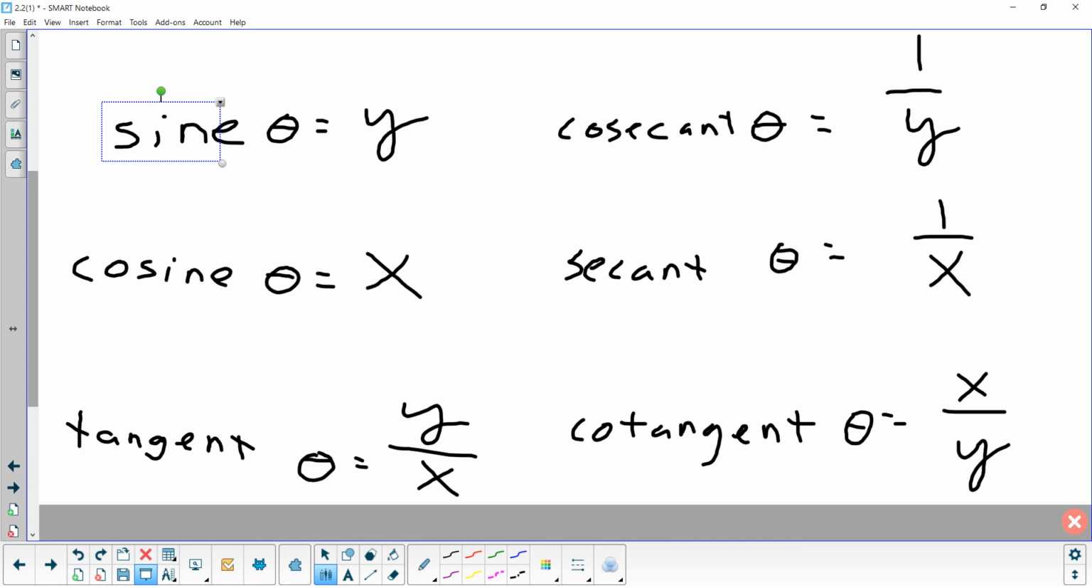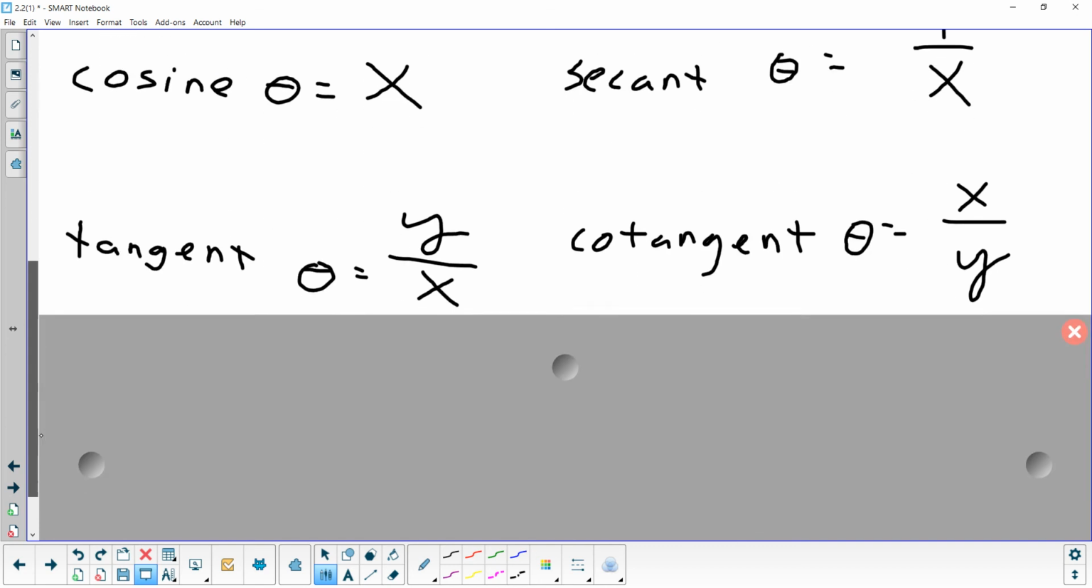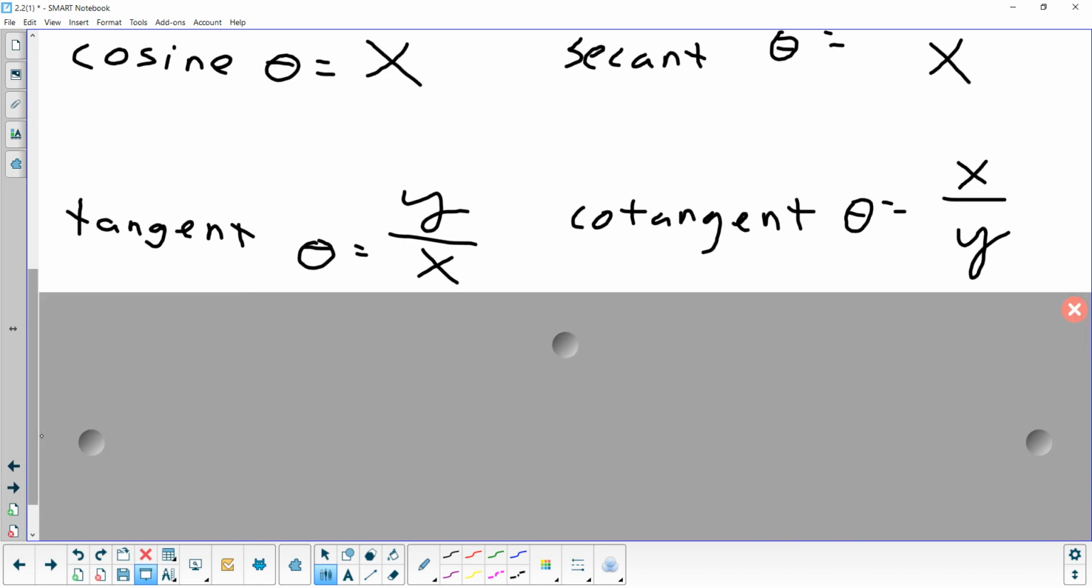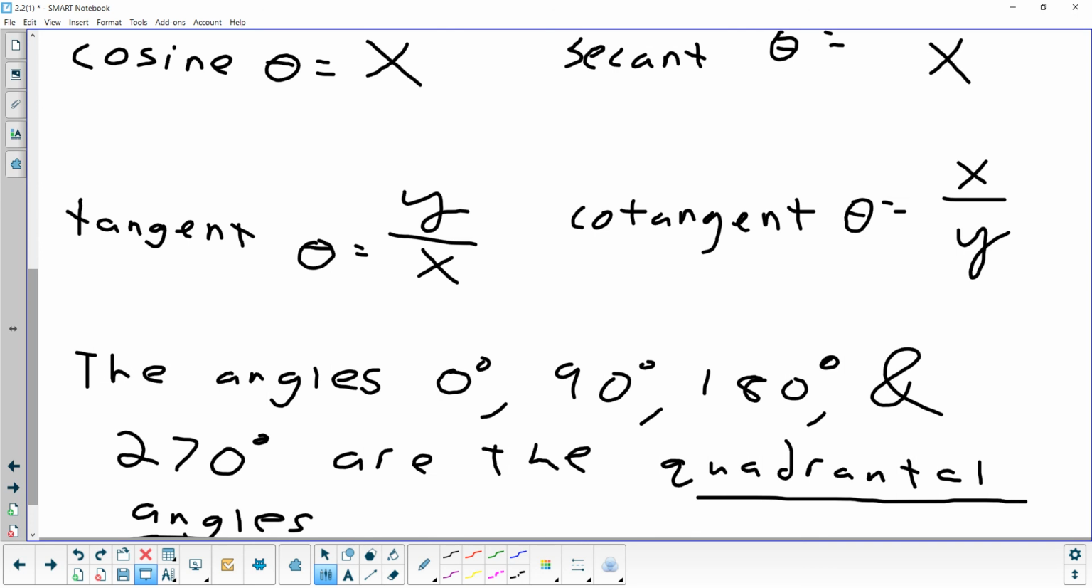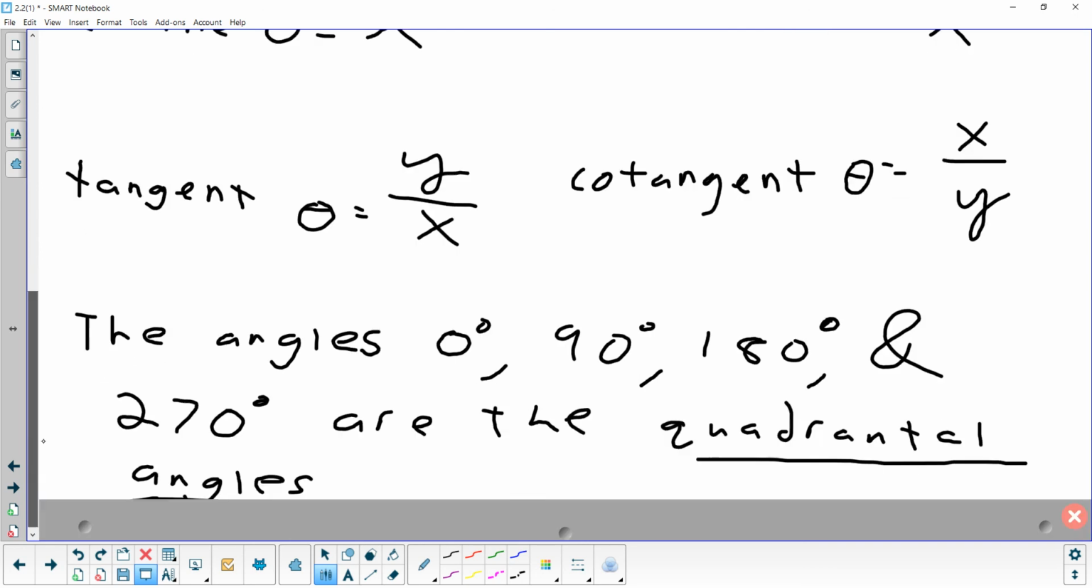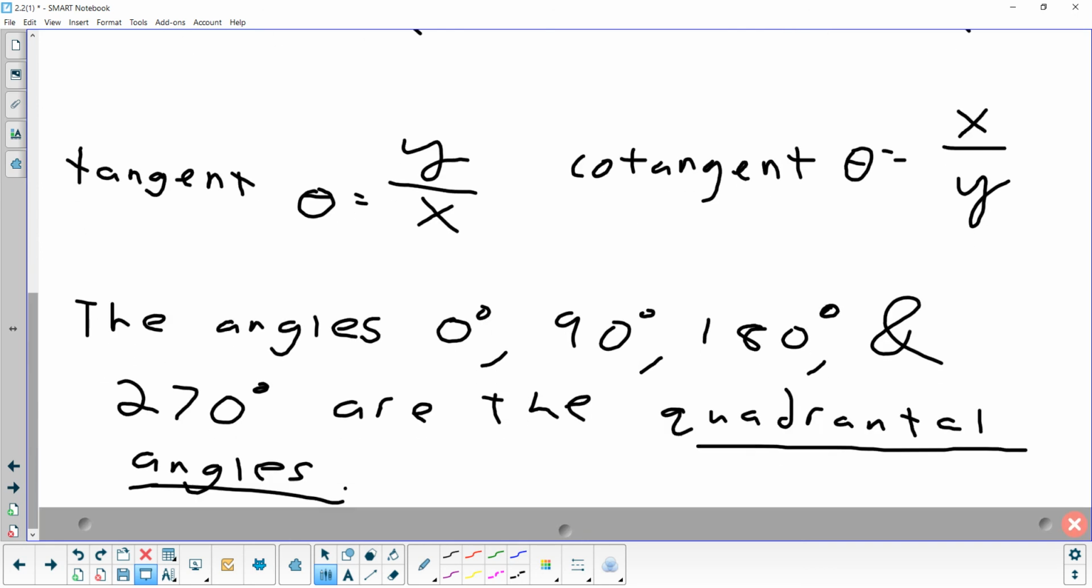Questions on those 6 definitions? All right. So the 4 angles that we talked about so far that you know the coordinates for are 0, 90, 180, and 270. Since those angles are right on the axes, and the axes divide things into quadrants, we call those angles the quadrantal angles. That's just a special name for the group of 4 angles.